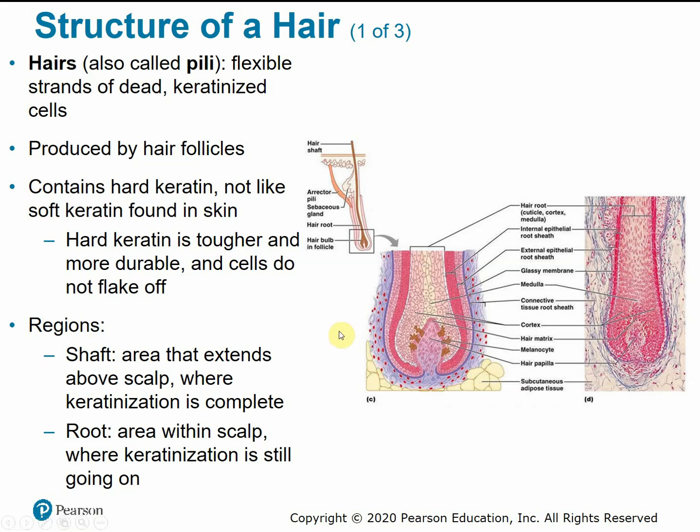So different regions of the hair include the shaft, which is just the area above the scalp where we can see where keratinization is complete. The root is within the scalp, so this is where the process of keratinization is still going on. The root is also going to help anchor the cell in the dermis.